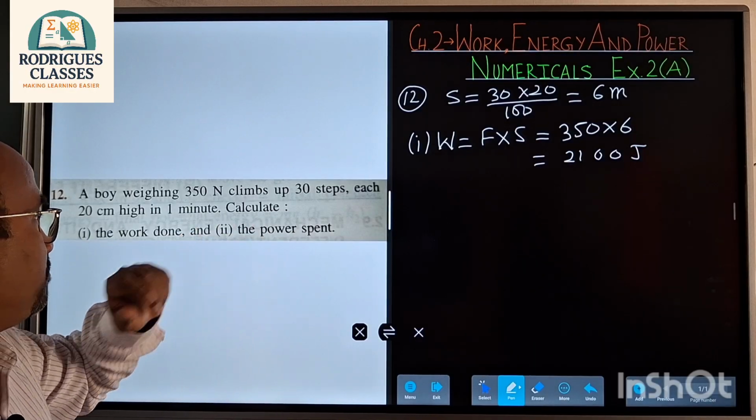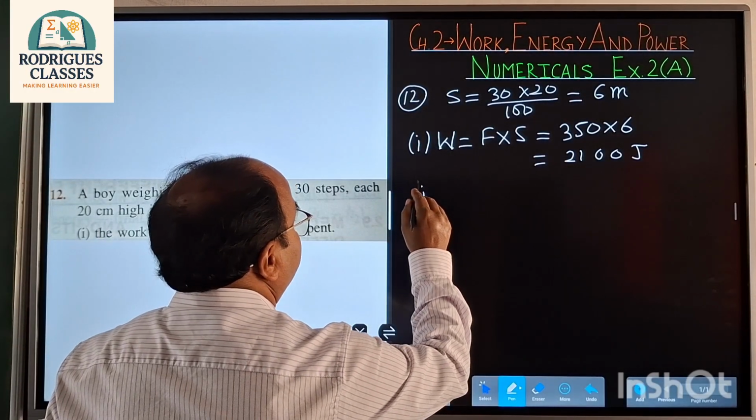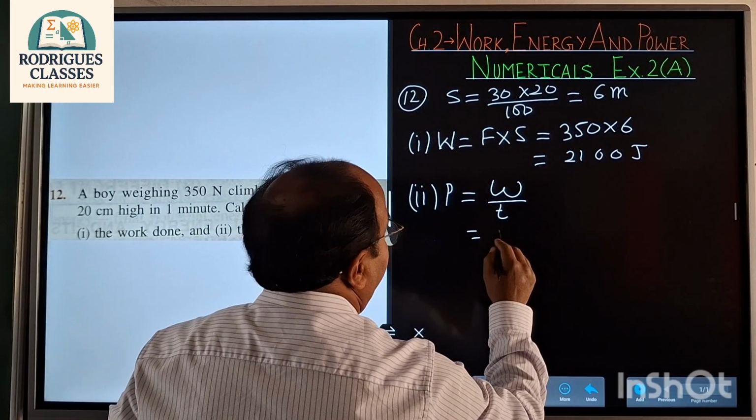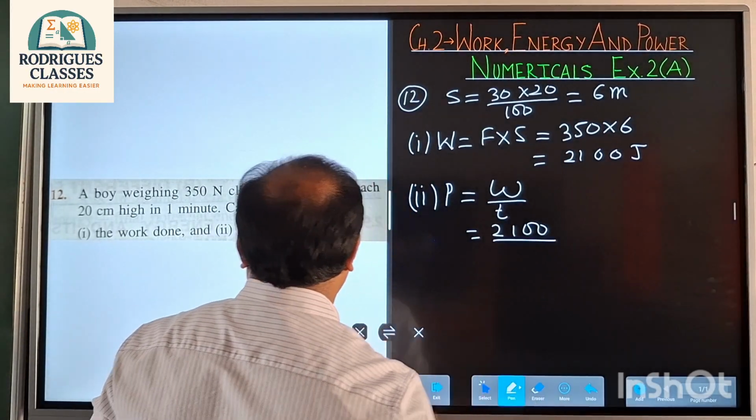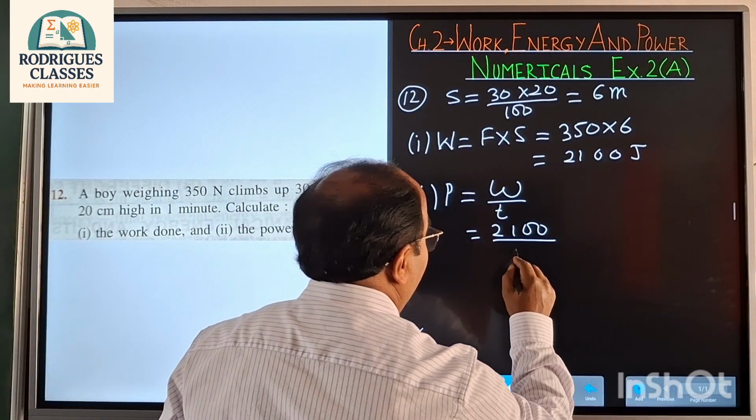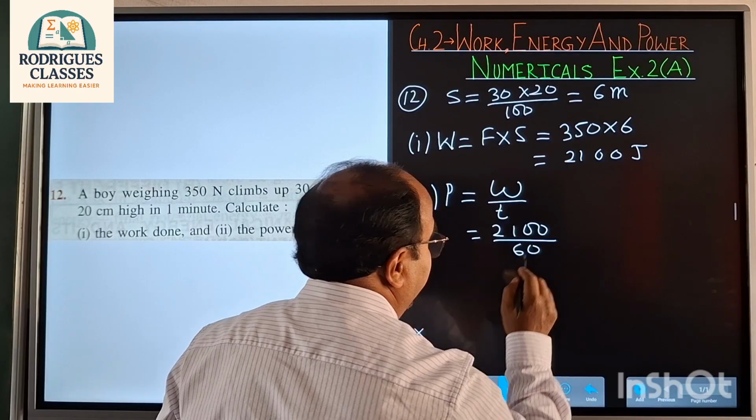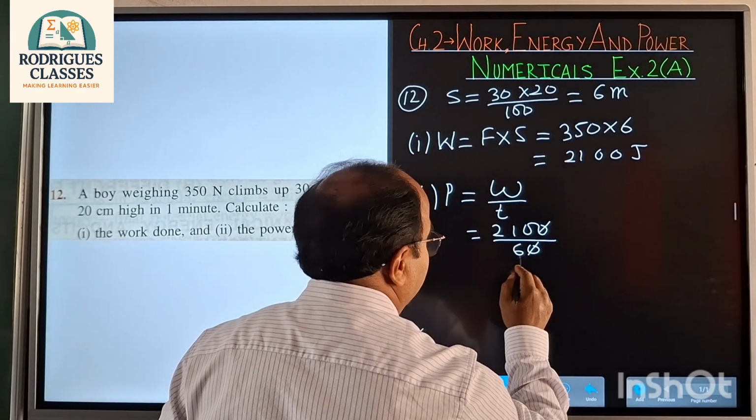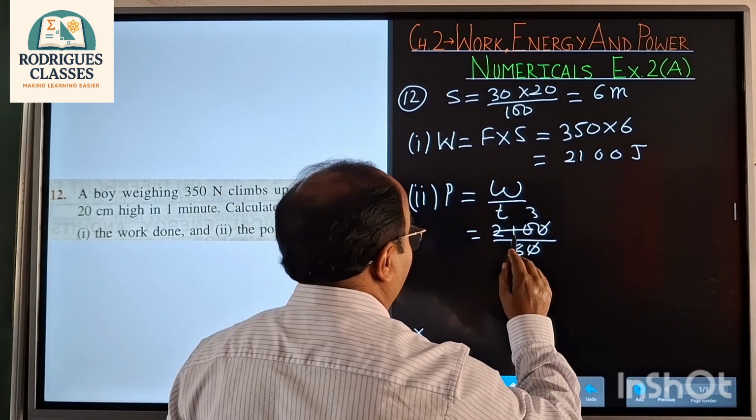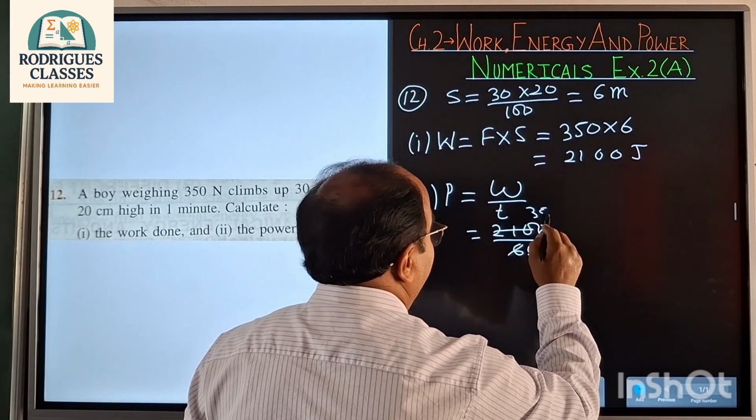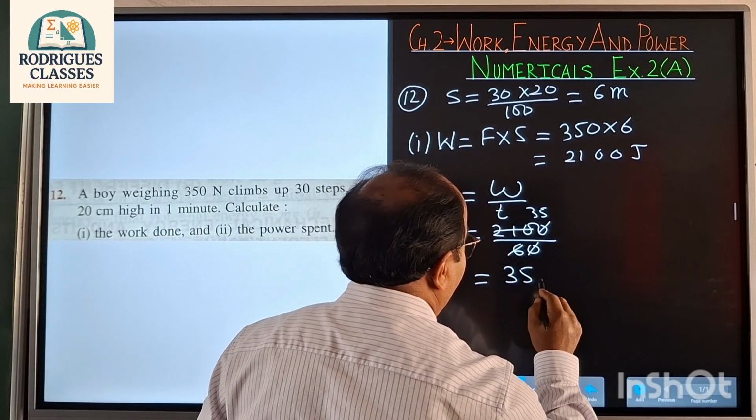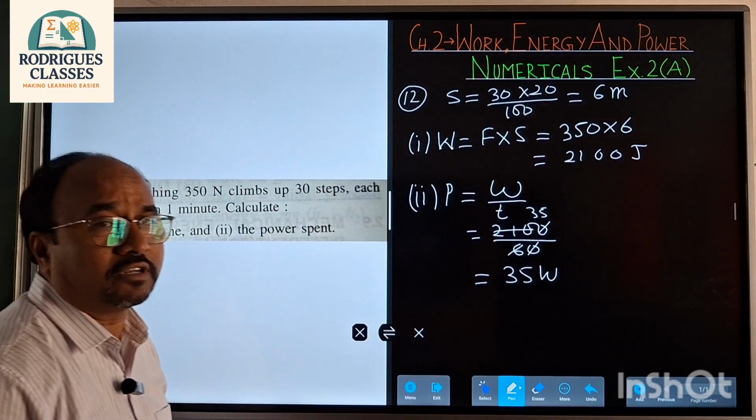Now we come to the power spent, the second part. Power is equal to work done by time. Work done is 2100. The time is 1 minute. We need to change it to seconds, so 1 minute is 60 seconds. If I cancel with 6 directly, 6 3s are 18, so we have 3 left, and 6 5s are 30. So I get 35 watt as the power spent.